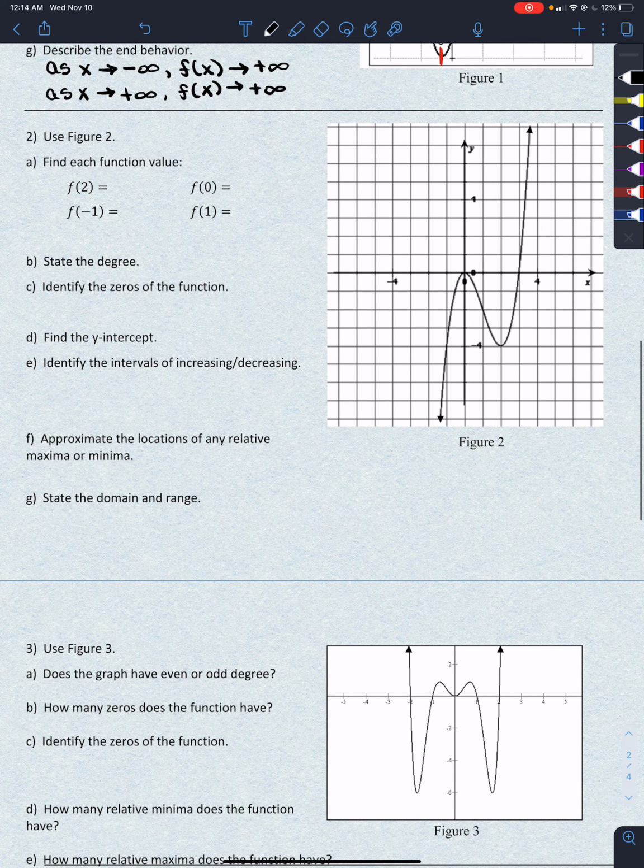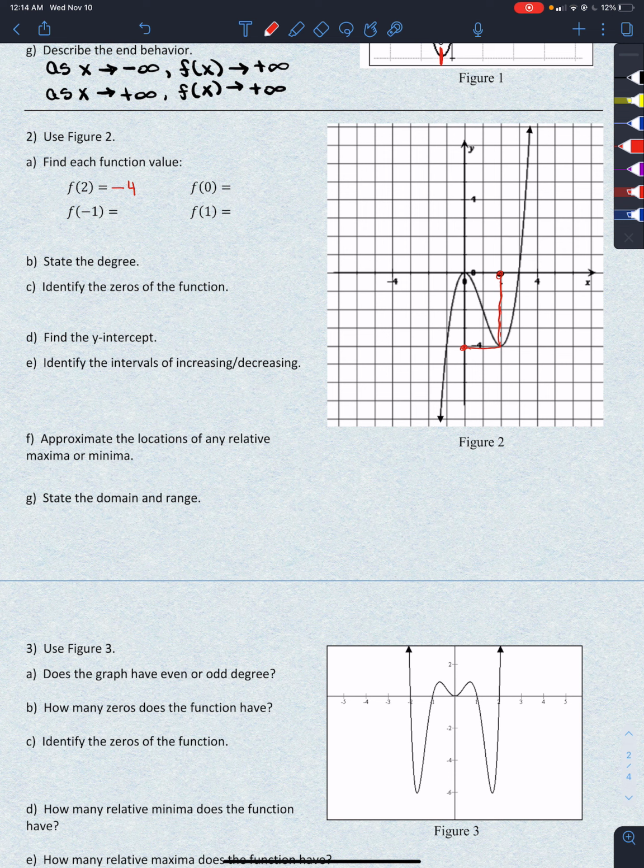Find the value of the function at each of these values. So at f of 2, so when x is 2, what is the y value at that point? So when x is 2, what is the y value at this point? Well, that is when y is negative 4. Okay.